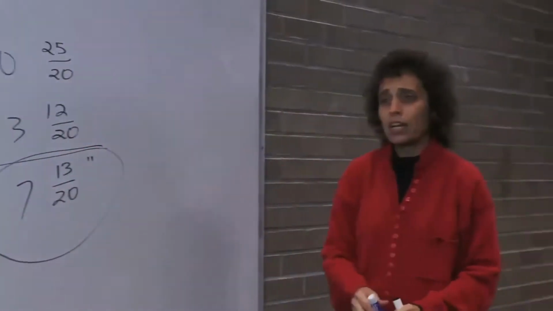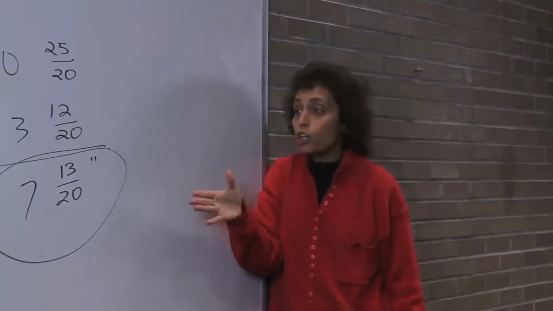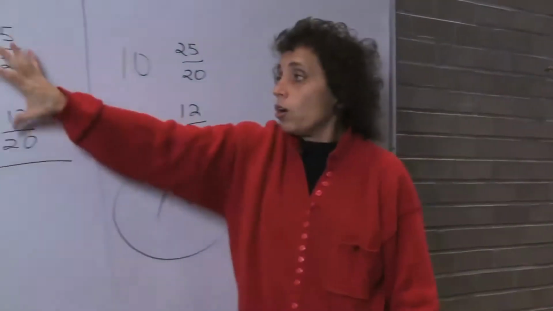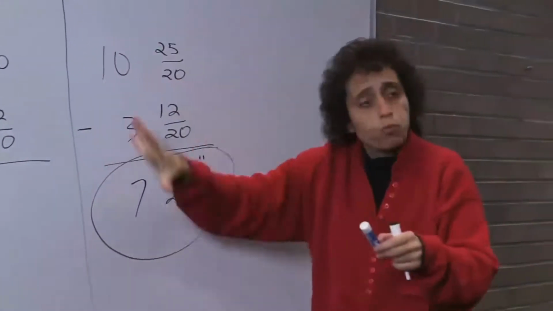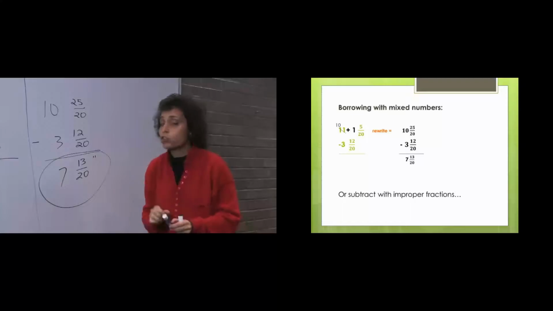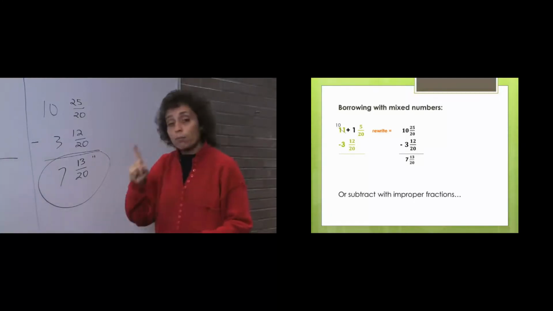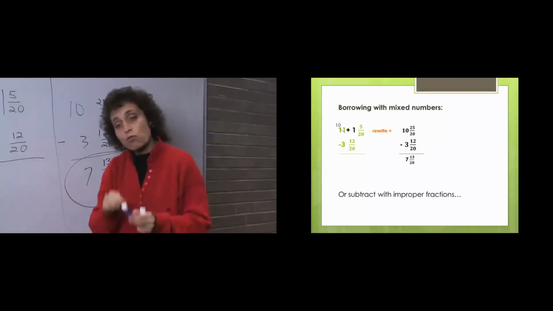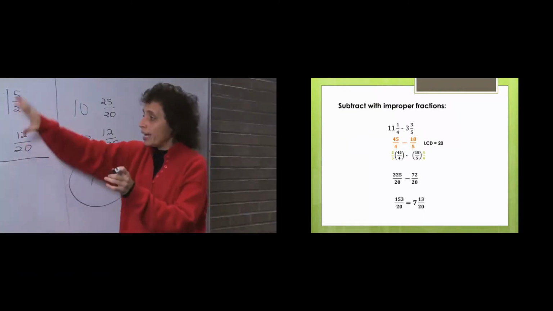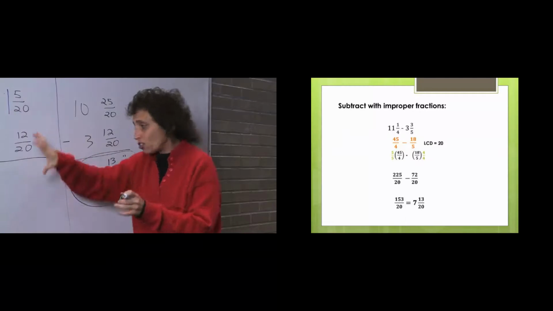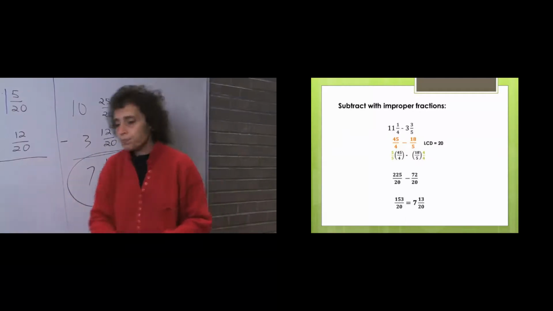Okay, so that's borrowing. Now, I just have to say this. If you don't like to borrow, you don't have to. You can change that whole problem to an improper fraction, where we started before. If you change it all to improper fractions from the get-go, you don't have to borrow. But beware, because those numbers are going to get really big. In addition, you have to be careful if you're adding mixed numbers, because then you may have to simplify at the end if you get an improper fraction. So just be careful of those 3 things.